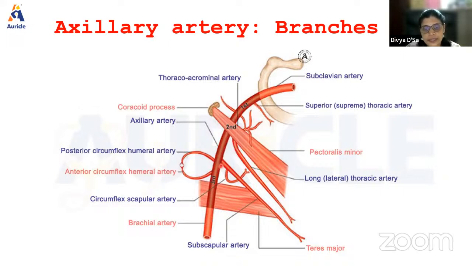So this is the thing. And from the third part, we have its largest branch, that is the subscapular artery, and the anterior circumflex as well as the posterior circumflex humeral artery. So those are the branches from the axillary artery.